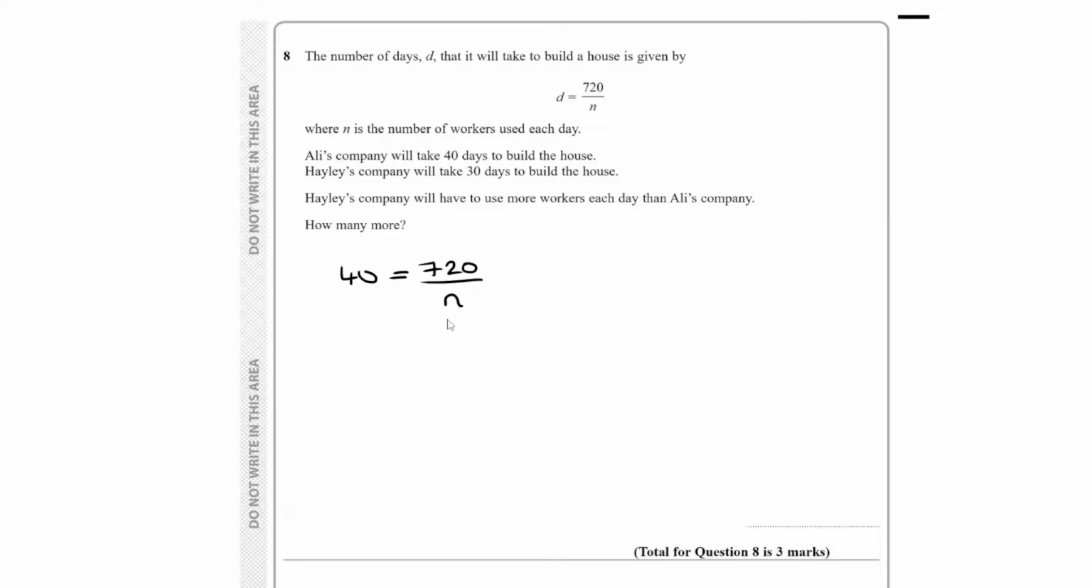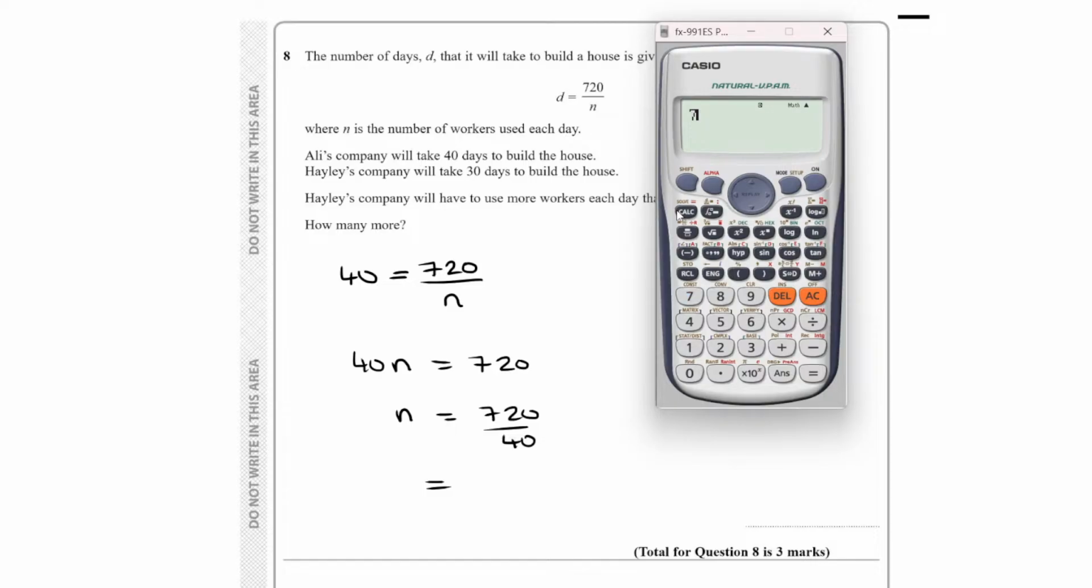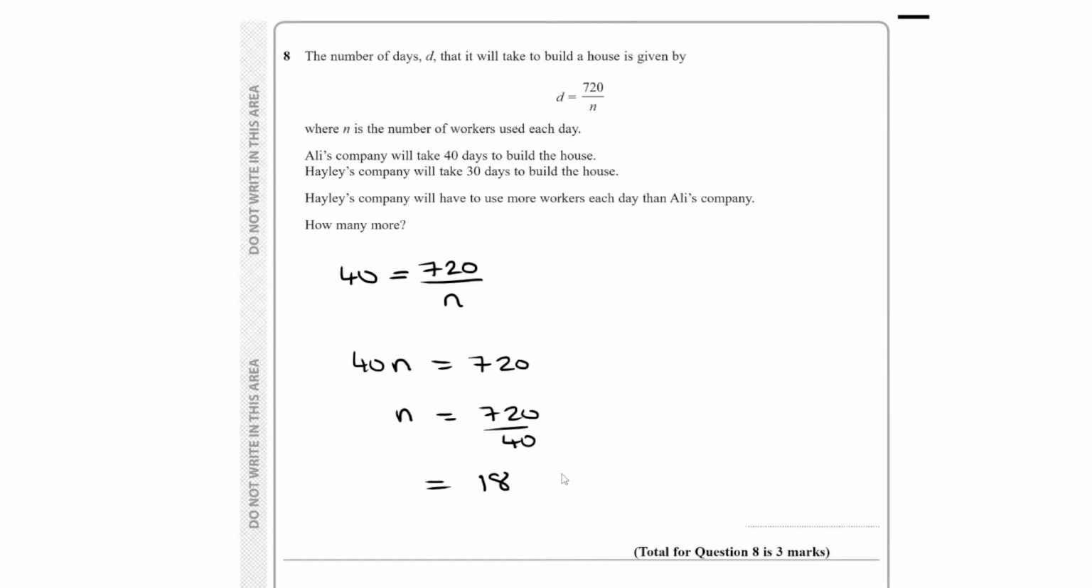You obviously have to be able to rearrange it though, so technically you would multiply by N, because a lot of people rearrange this wrong, and then divide by the 40. So the N and the 40 basically swap is what we're saying. So obviously that's what I'd put in my calculator. 720 divided by 40 is 18. So Ali had 18 workers.